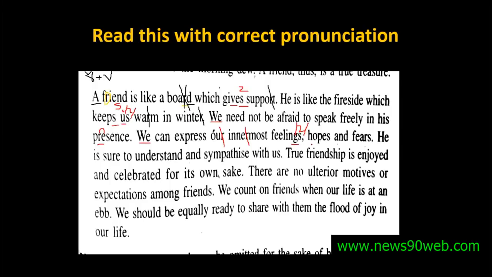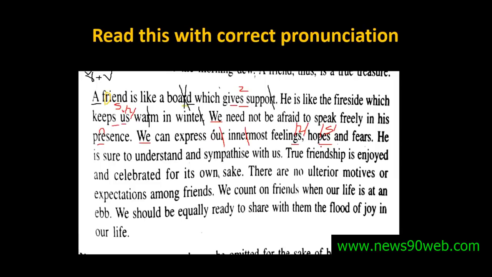Voiceless consonant p. After a voiceless consonant, s is pronounced as s. So, hopes. ఇక్కడ s ఏమో s పలుకుతుంది, ఇక్కడ s ఏమో z ప్రొనౌన్స్ అవుతుంది. ఇక్కడ s ఏమో z, ఇక్కడ s z.